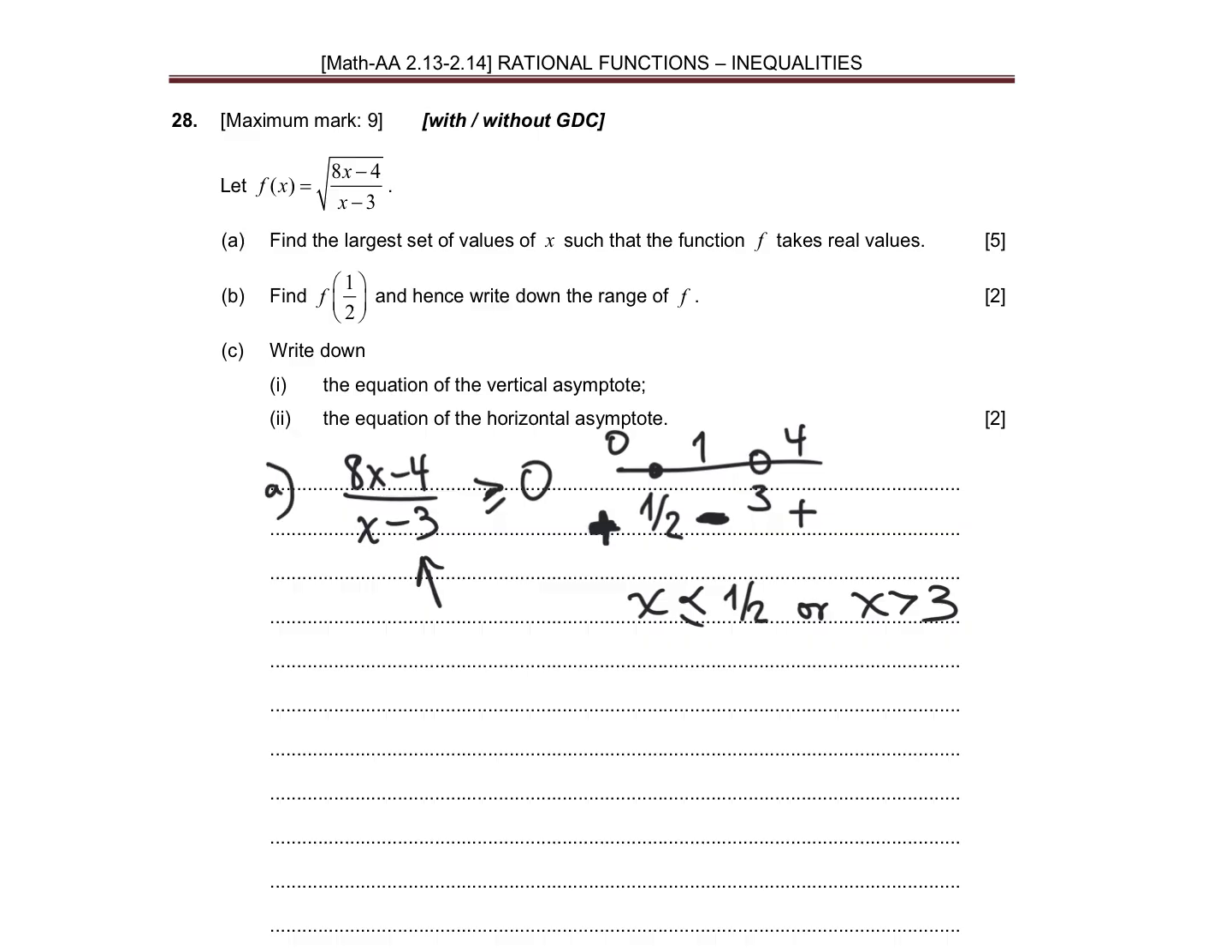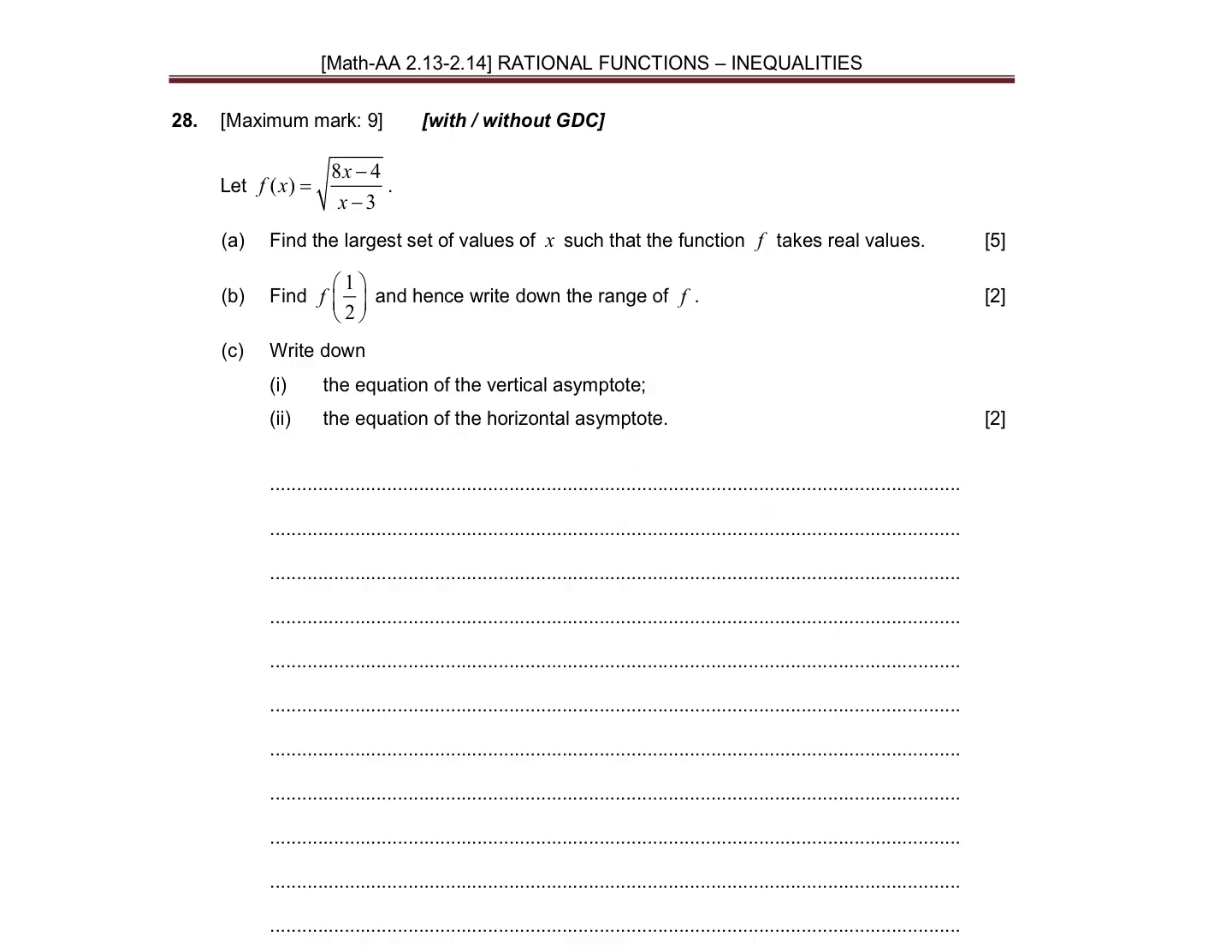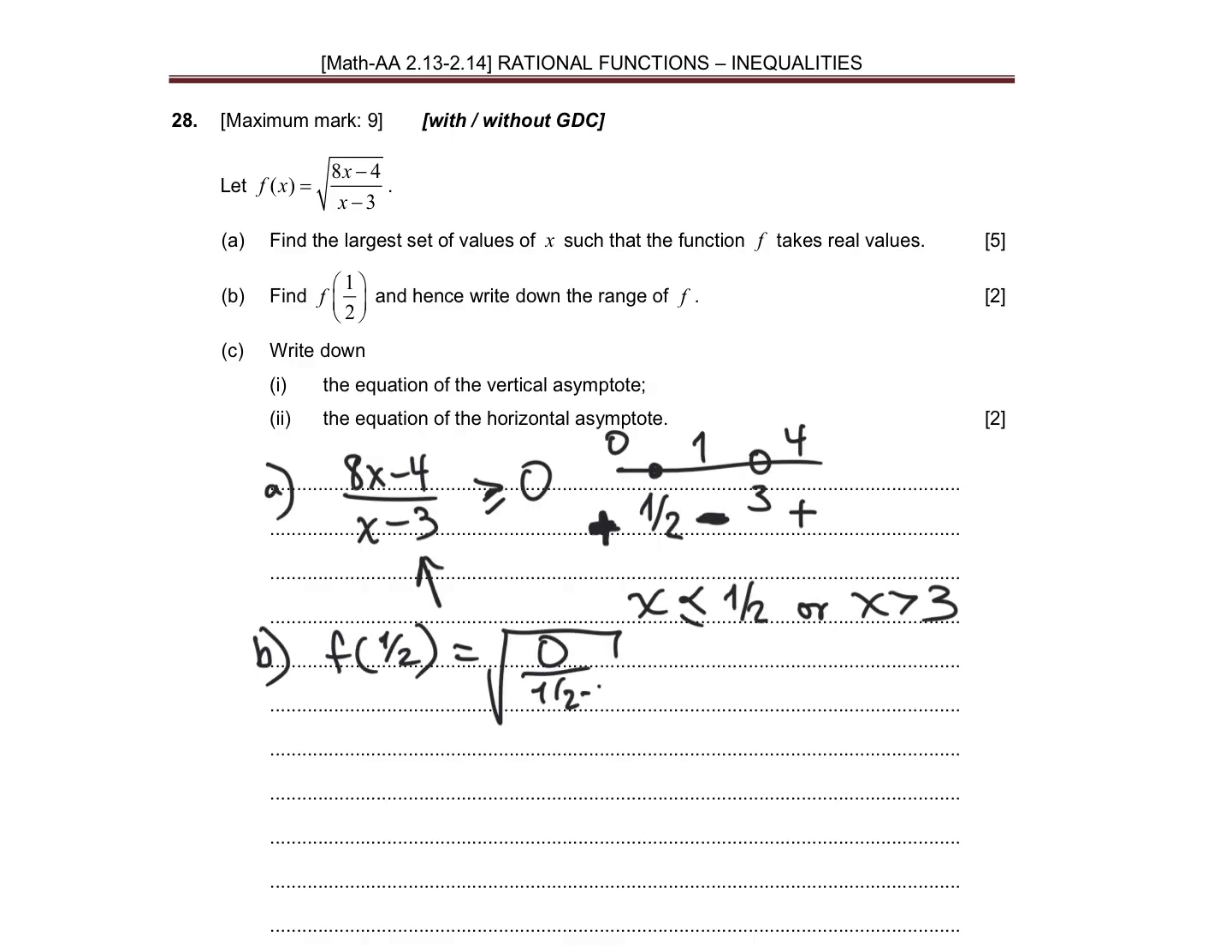For B, find f at 1/2 and hence write down the range. Okay, so we are going to do 8 times 1/2, and it's 4 minus 4 on top over 1/2 minus 3, which, whatever, it's 0. And hence find the range.